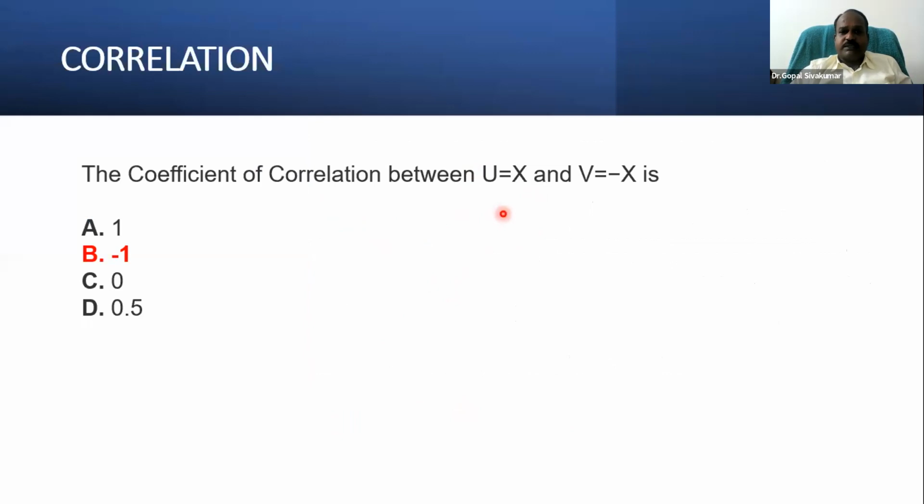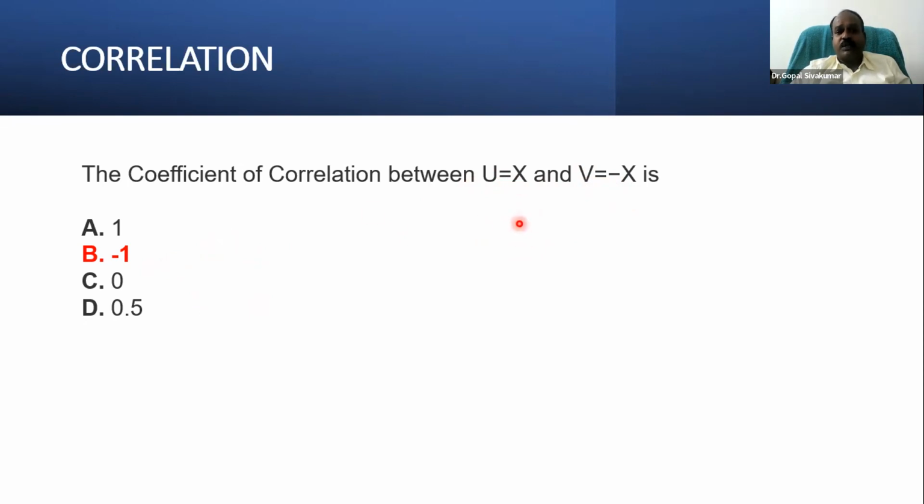The coefficient of correlation between u equal to x and v equal to minus x. Will you be able to find out the correlation coefficient? One is u equal to x, another one is v equal to minus x. Between u and v, what is the correlation coefficient? It is just minus 1. This is plus x, this is minus x. So between u and v, the relationship is minus 1.